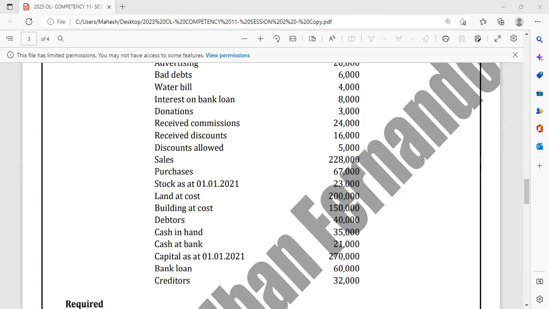Check whether you have found the addition correctly. Definitely, son, the addition of the debit has to be equal to the addition of the credit.